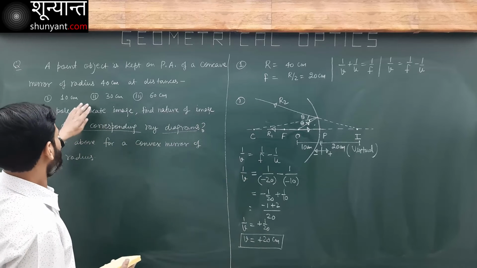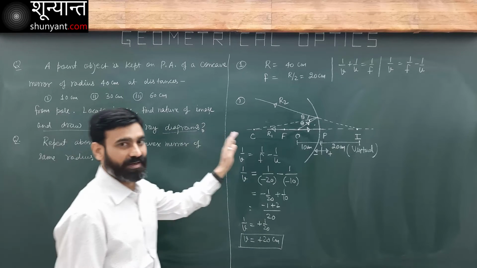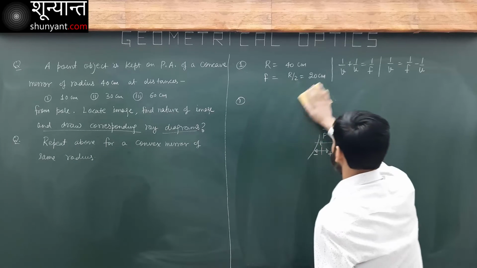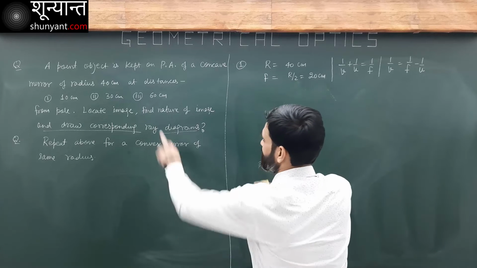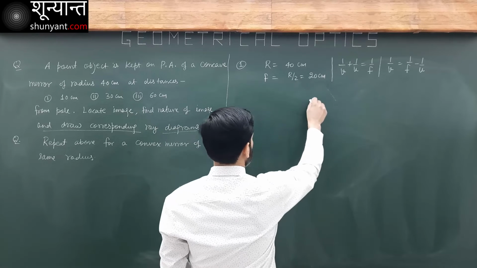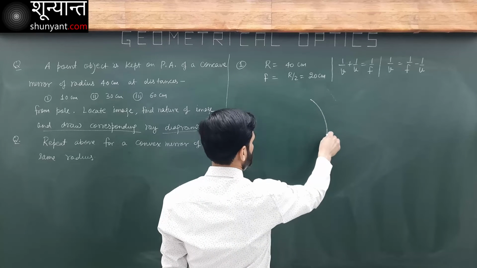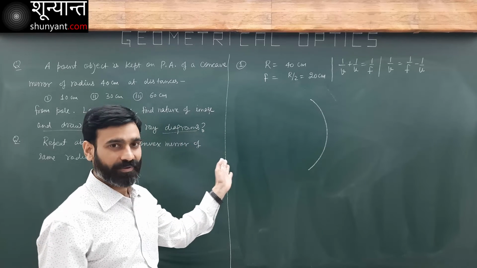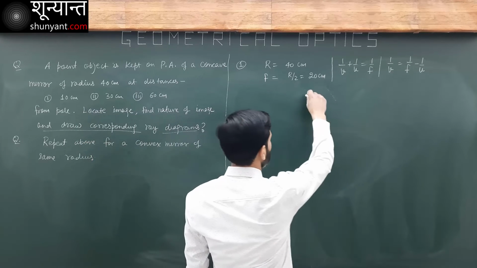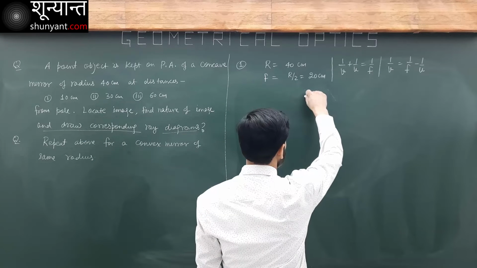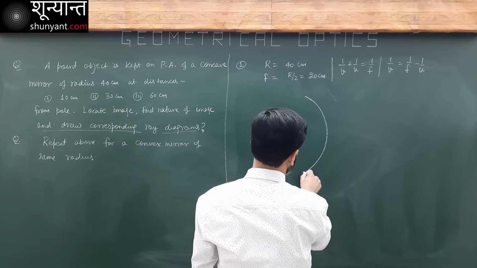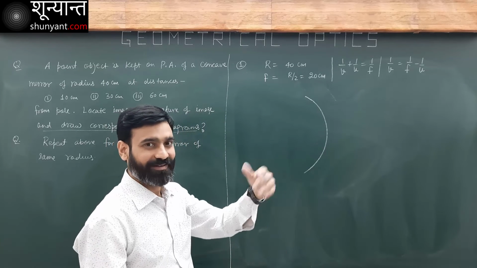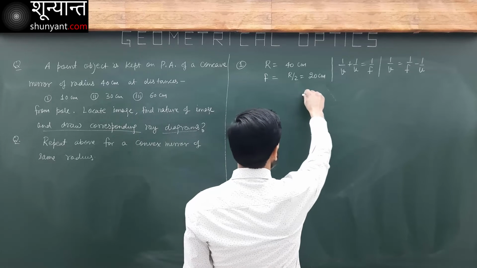Now the second one is 30 centimeter. Let's see where I get the image. The object is kept where? In front of the mirror or on the other side? It's a real object. It has to be kept in front of the mirror. If you want to see your image, you have to be in front of the mirror. If you go behind it, you cannot see your image. There is no image in that case.